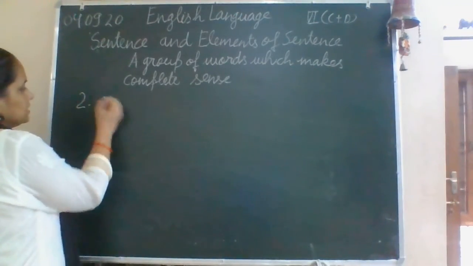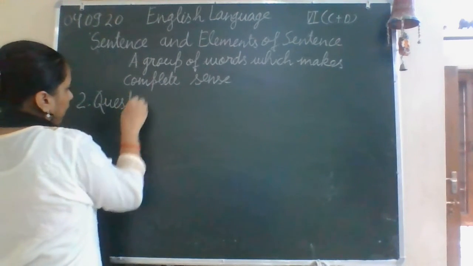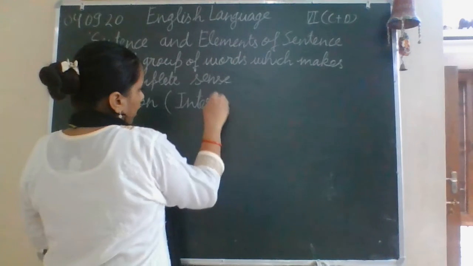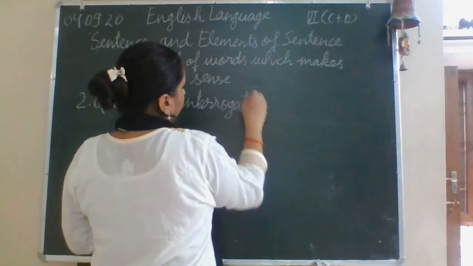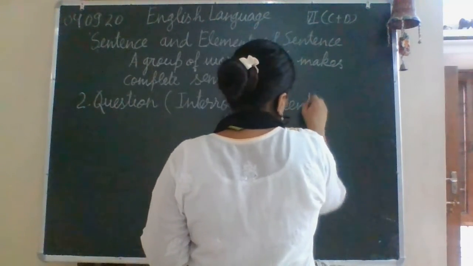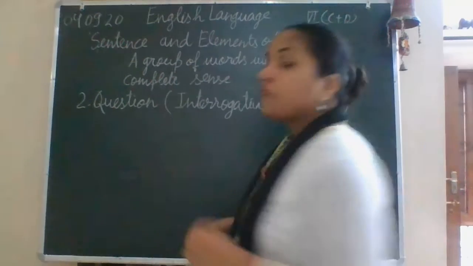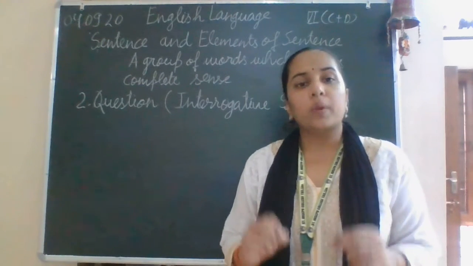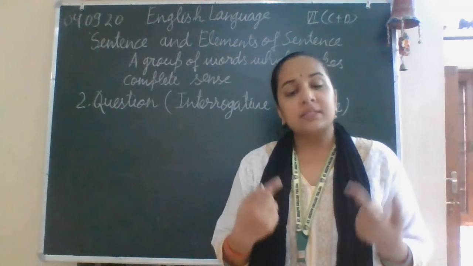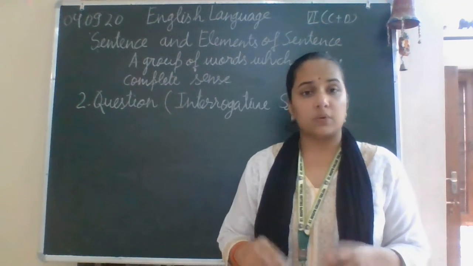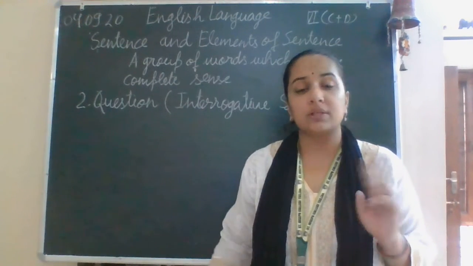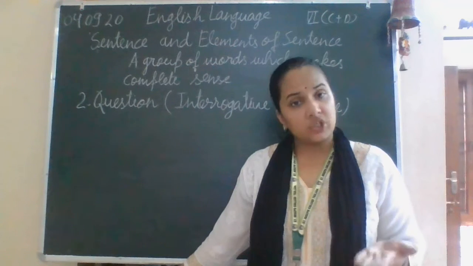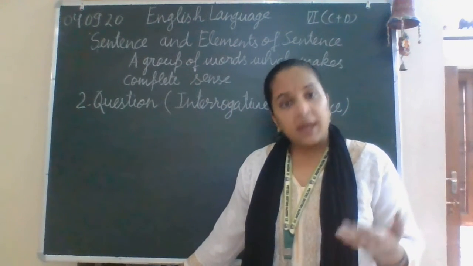Now, the second kind of sentence will be the question, or we can also call it interrogative sentence. What is an interrogative sentence? An interrogative sentence is the one in which a question is asked. It may start with a question word, it may not start with a question word, as we have discussed when we were discussing the tenses, that interrogative sentences are of two kinds. The one that starts with the question word, and the other one which starts with the helping verb.